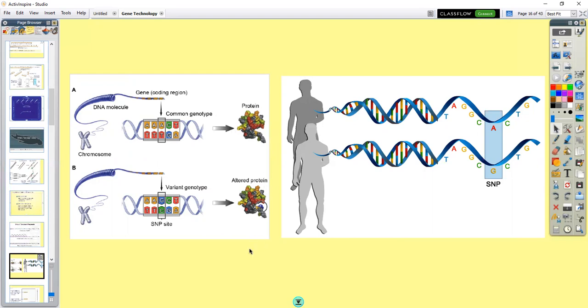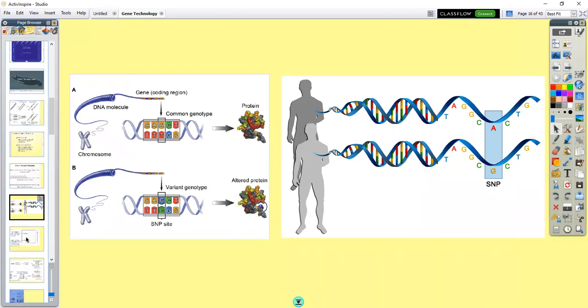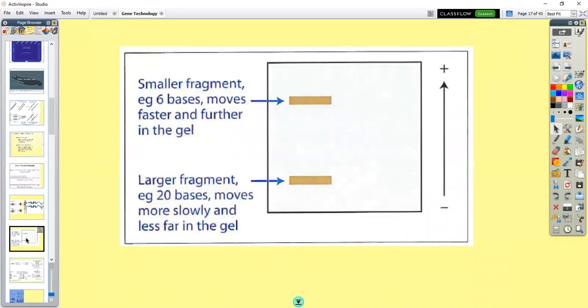Whereas if you have a single nucleotide polymorphism, one of the bases on the coding strand would change. So rather than an A, you get a G. That codes for a different type of protein, perhaps, which then may lead to a different characteristic being expressed. Okay.